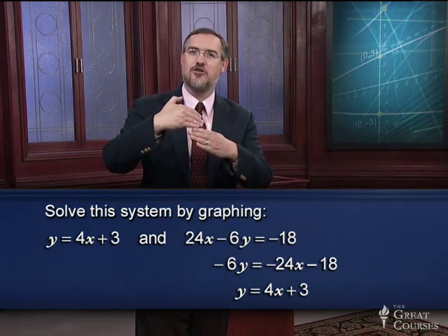There's one line right on top of the other. Now, what does that mean about solutions of the system? Well, it means that not only is there one intersection point, there's actually infinitely many different intersection points, because every point on both lines will be an intersection point.